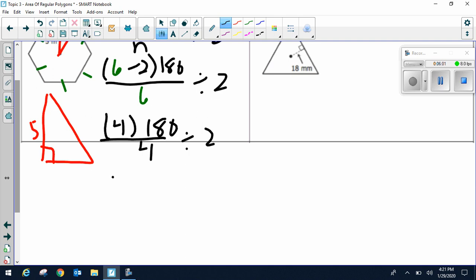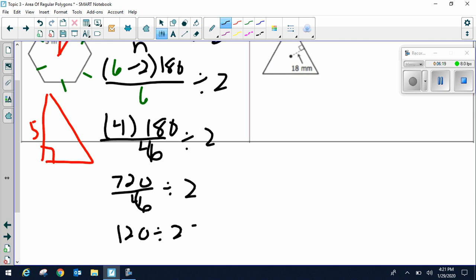So you get 720 divided by 4. And then again, I got to divide that by 2. Sorry, divided by 6, not 4. 6, because that 6 was the number of sides. So that's 120, and then divided by 2 is 60. This number right here represents the angle in this bottom corner. And if that's 60, that means this top angle has to be 30.